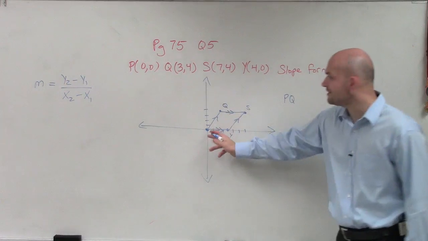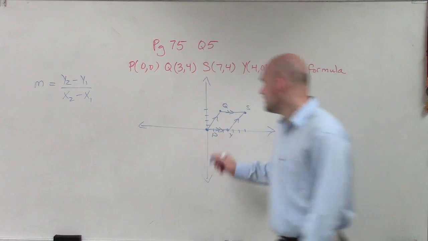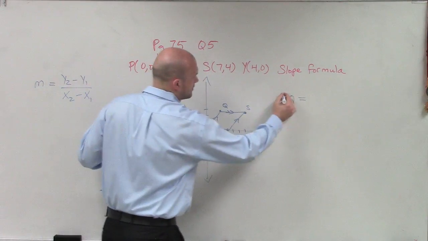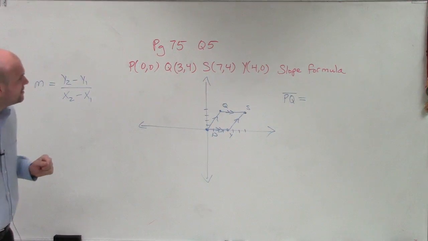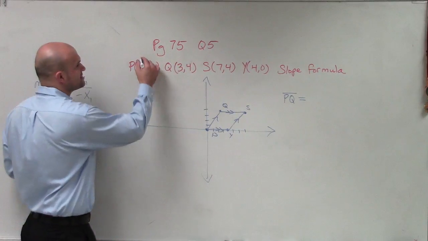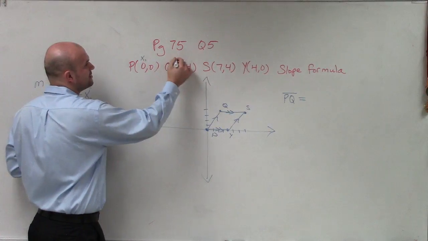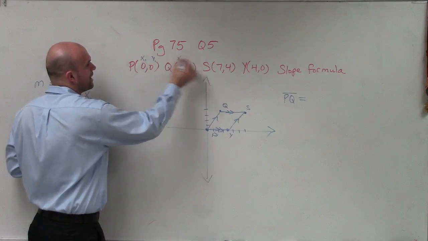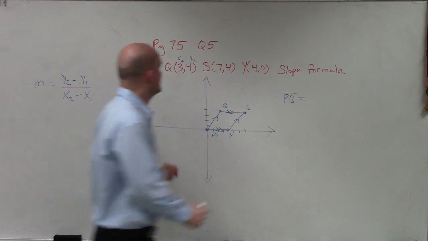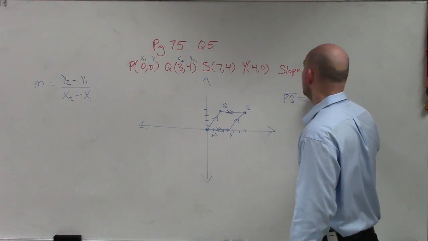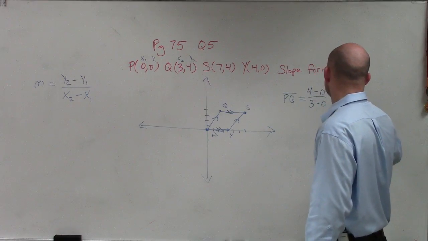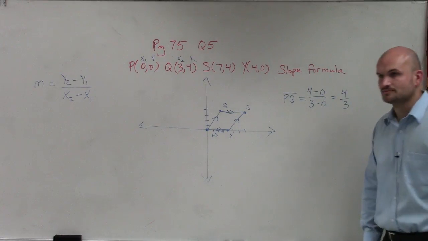All right? So what I'm going to do is write in PQ. I want to find the slope of PQ. Now remember, P is at 0, 0. So I want to find the slope of line PQ. And then Q is at 3, 4. So I can just label these as x1, x2, y1, y2. Now what I simply do is plug it into my formula. So I have 4 minus 0 over 3 minus 0, which equals 4 thirds.